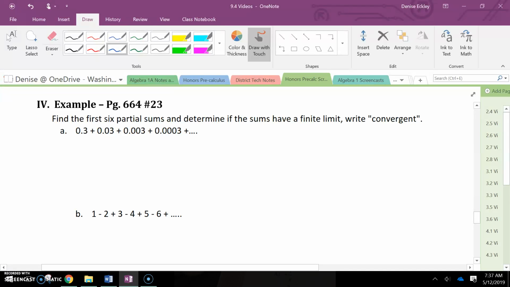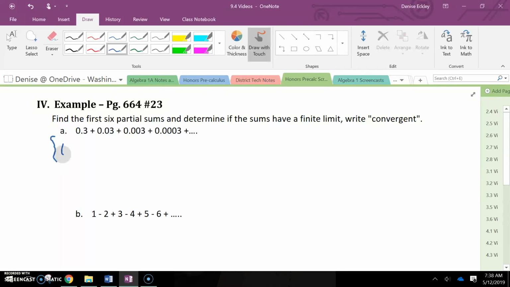Page 664, number 23. Find the first 6 partial sums and determine if the sums have a finite limit. If so, we're to write convergent. Otherwise, we will write divergent. So for our first series, the first 6 partial sums will look like this.